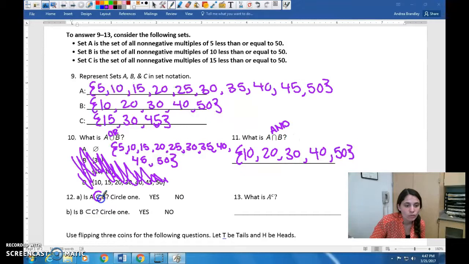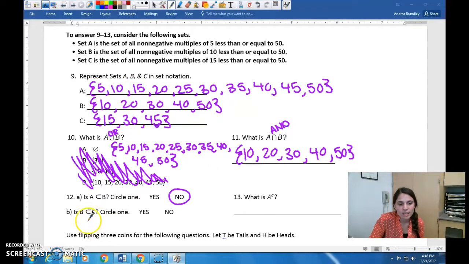This symbol is read subset. So this is asking, is A a subset of B? Yes or no? So subset means, is every element or every number that's in A also in B? So if we look up here, we're looking at all of our numbers in A. We have all the numbers 5, 10, 15, 20, all the way up to 50. And I'm looking at all of these numbers and seeing, are all of those numbers in B? Well, no, because 5's not in B and 15's not in B. So A is not a subset of B because you have to have not just some of the numbers, but all of the numbers of A in B.